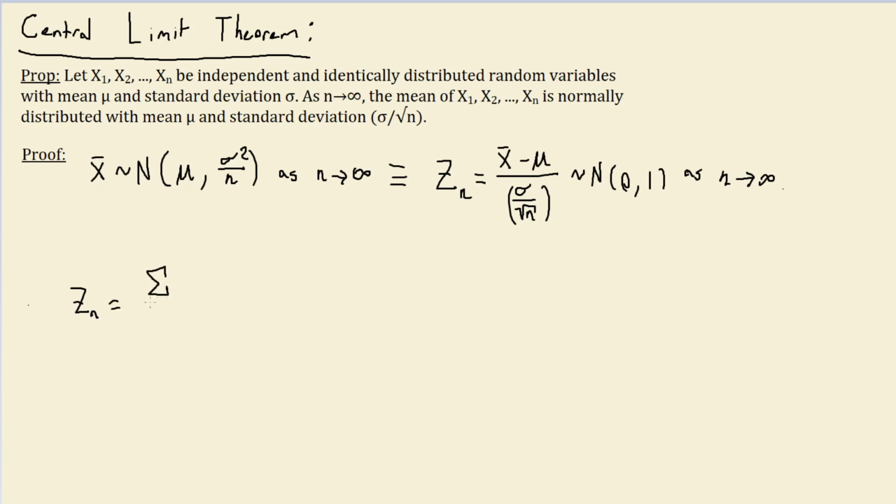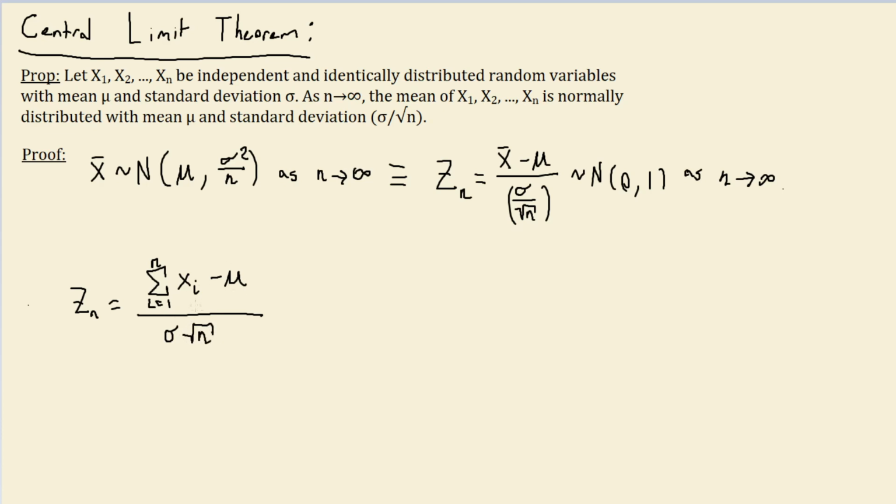On the top, we'll get the sum from i equals 1 to n of x sub i minus mu. Because if you were to expand out the sum, there would be n of these negative mu's, and so it would be minus n mu. And so this is exactly the same. Then we would be dividing the sum by, and here when we multiply by n, we're going to get sigma times the square root of n.